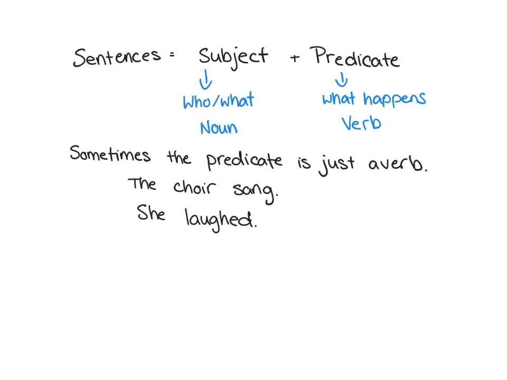So if we were to look at some examples, the choir sang. The choir would be the subject, sang would be the predicate, and it's just one verb. The same thing could happen for she laughed. She would be the subject, and laughed would be the verb or the action or what happened.